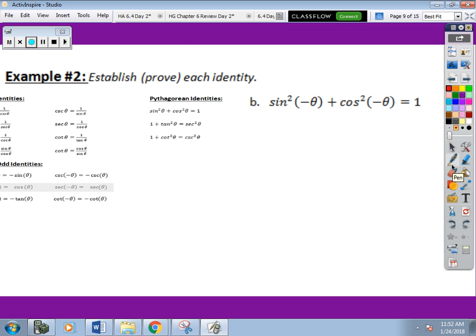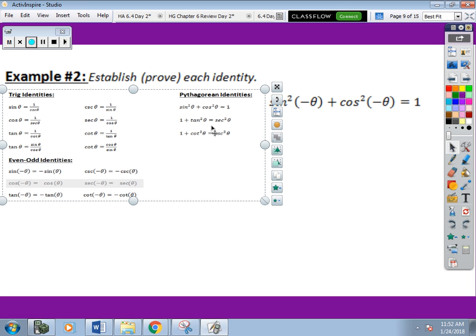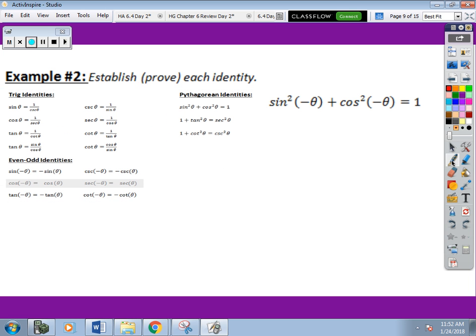All right, now the next one is a little bit harder. It's actually really simple, but to understand why, the negatives are going to go away, but I do want you to understand why. So you can use the even-odd properties that if you have sine of a negative angle, it becomes negative sine of a positive angle. So this negative will come up front. It would become negative sine theta.